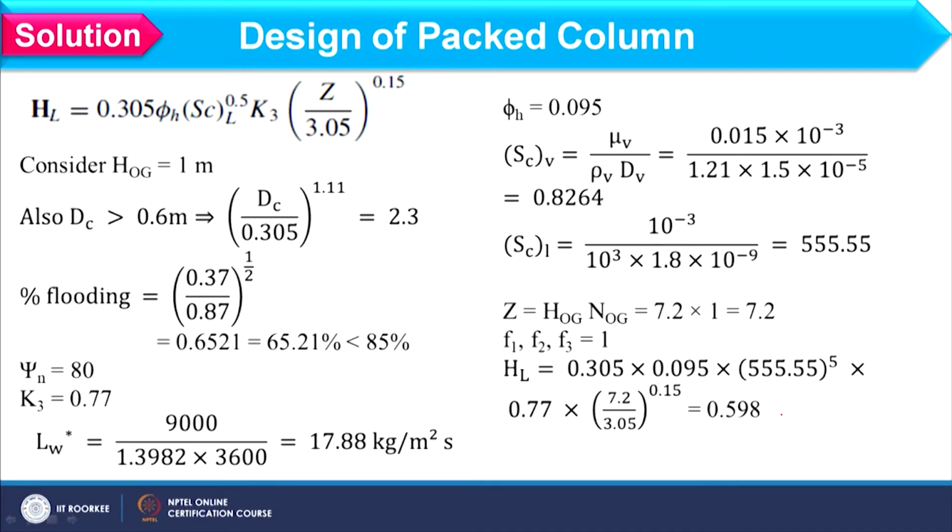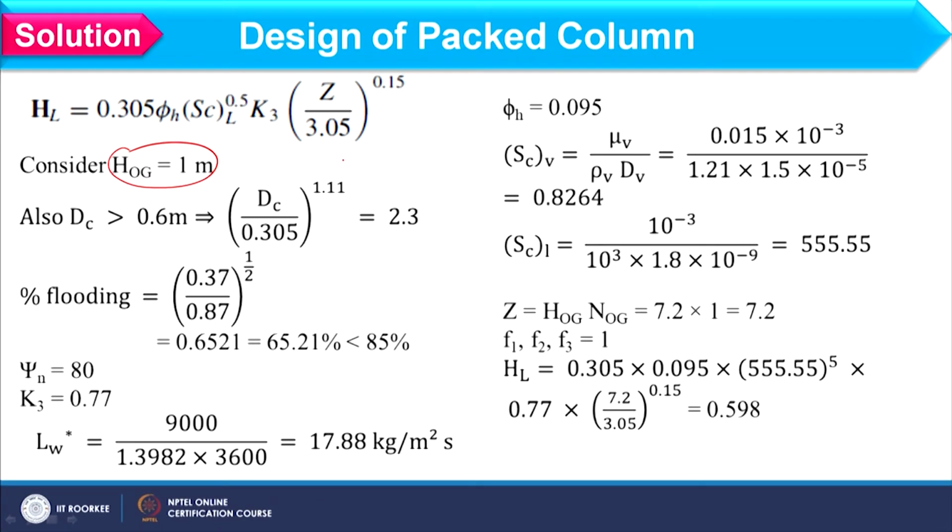So, how should we consider the value of Z? Initially the Z value we will consider based on an assumption of HOG, right, because the NOG value I have already calculated. So, the HOG value initially I am considering as 1 meter, right. So, the initial assumption is HOG is equal to 1.